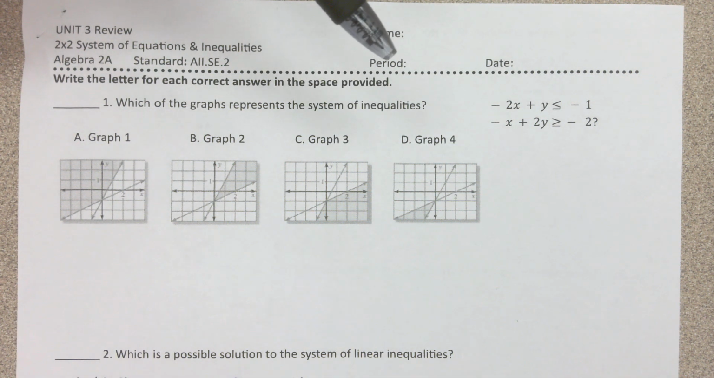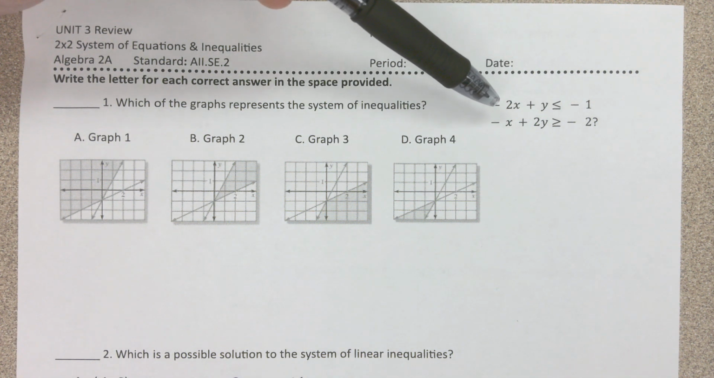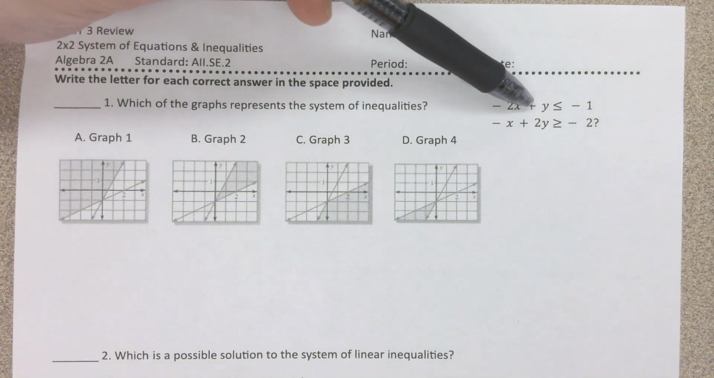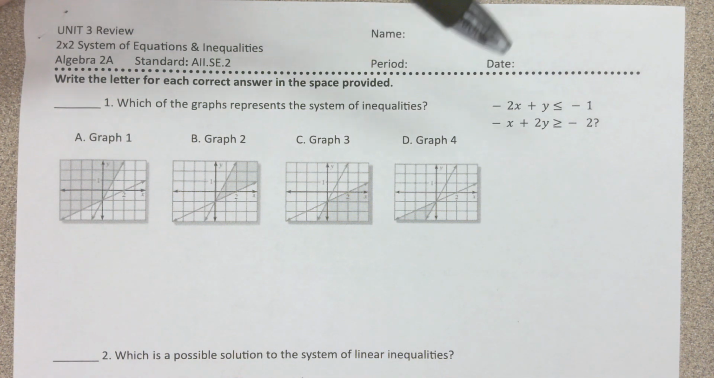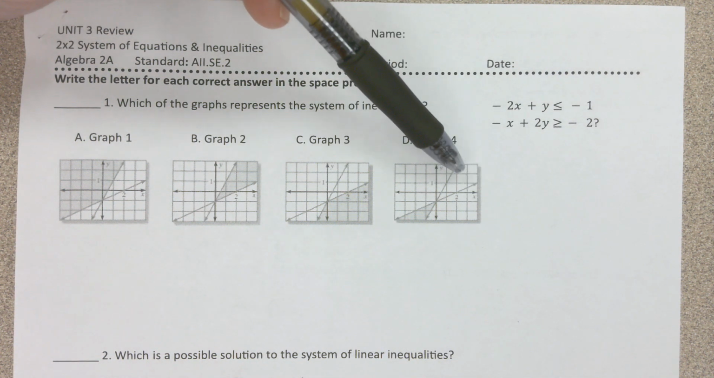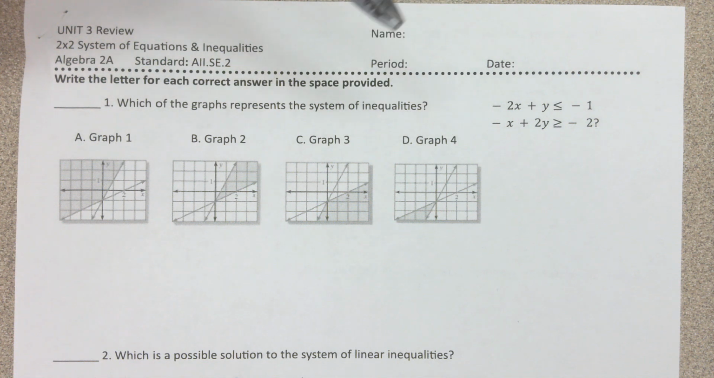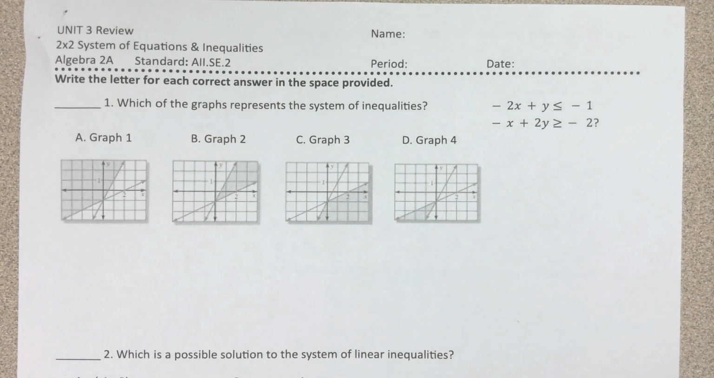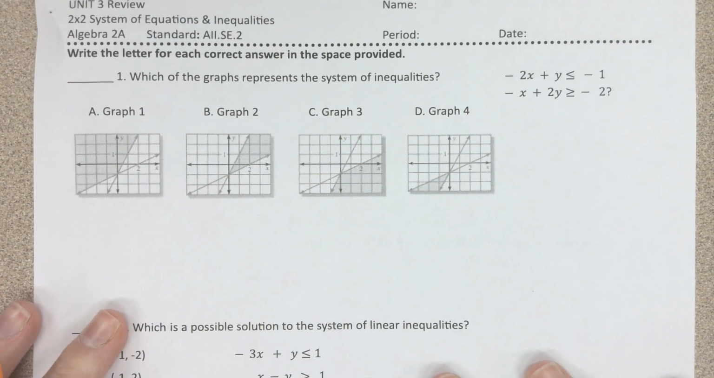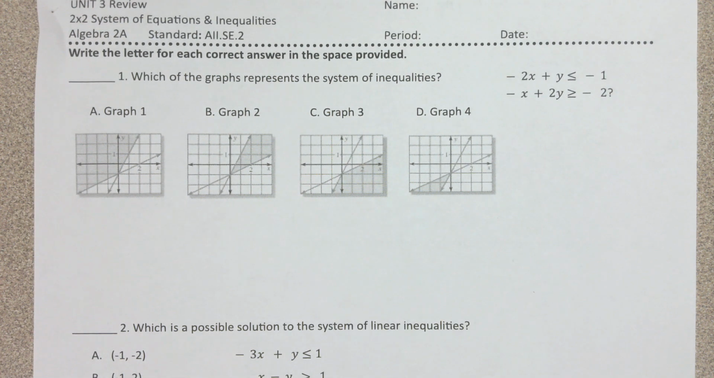So the most straightforward way to figure out this problem is to put these both in y equals mx plus b form, so then we can easily identify which line goes with which inequality, and then from there we can do some shading. We can also make a mini graph as we go. So let me go ahead and do that.